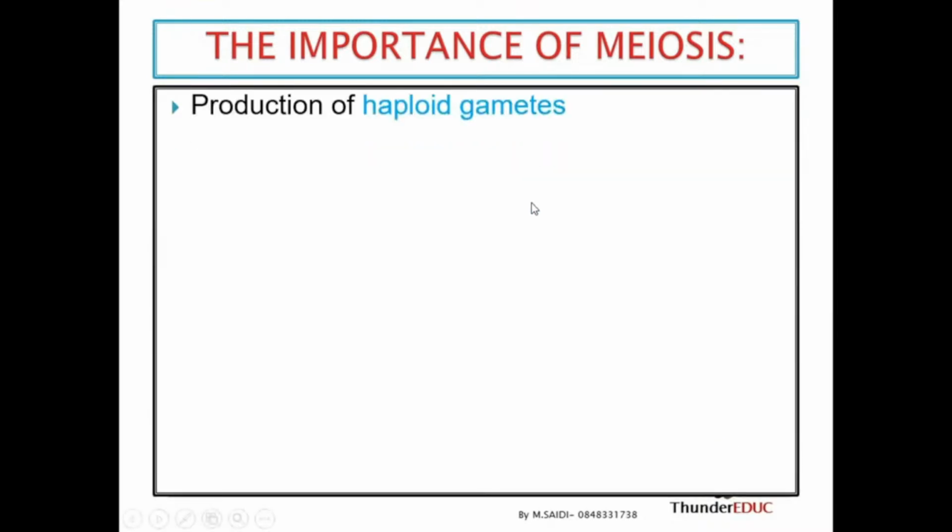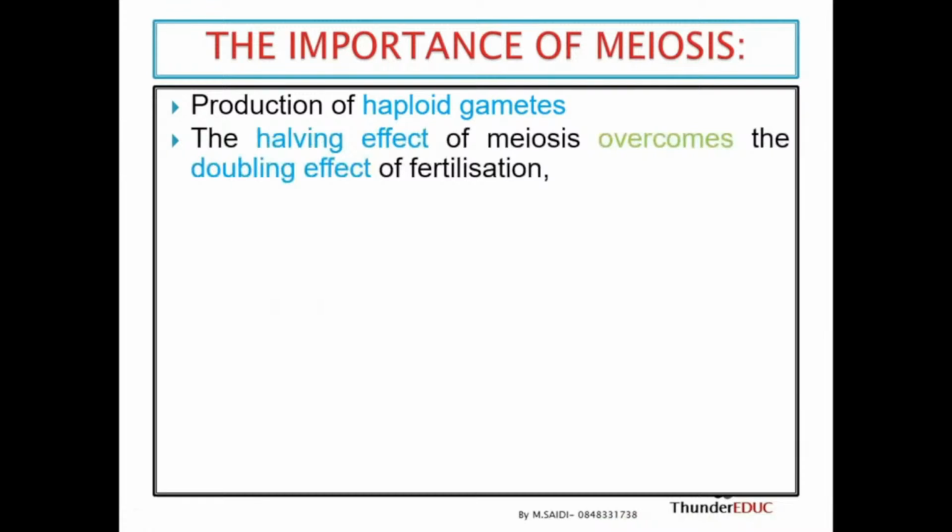The first one is the production of haploid gametes. When we talk about gametes, these are sperms and ova. So these sperms are haploid. It means that if the body cell is diploid, it has 46 chromosomes. Now the gametes are going to have 23 chromosomes if it is a human cell. So number 2 is the halving effect of meiosis overcomes the doubling effect.